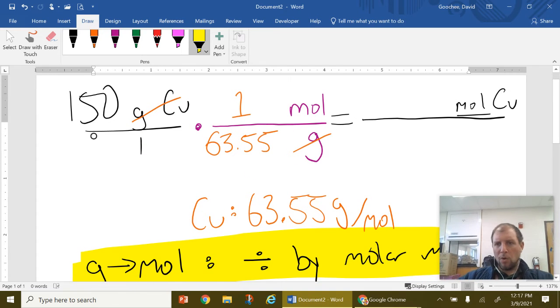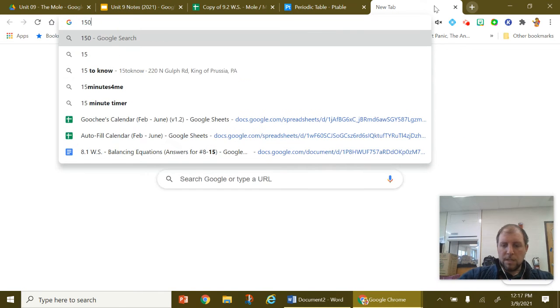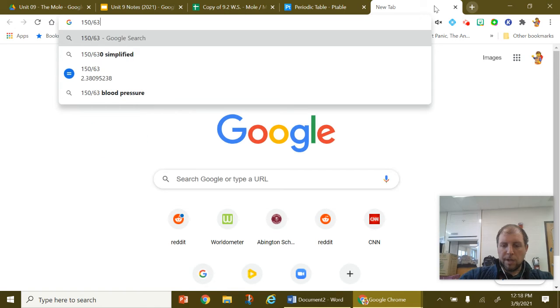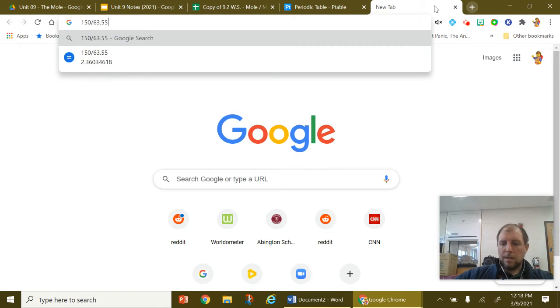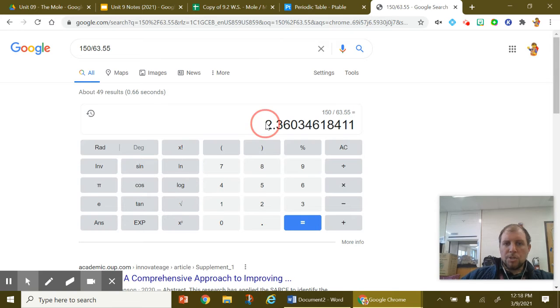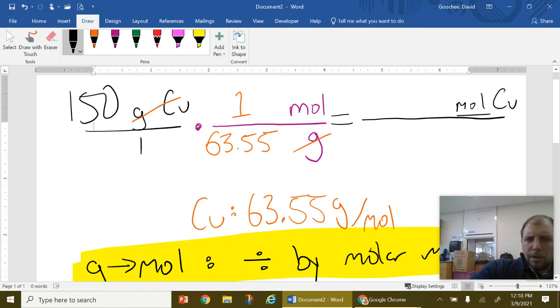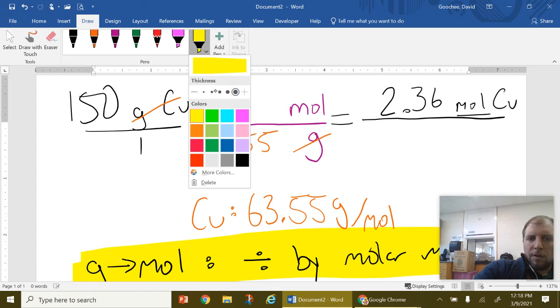Well, let's see how many moles of copper this is. 150 divided by 63.55. I get 2.36 moles of copper.